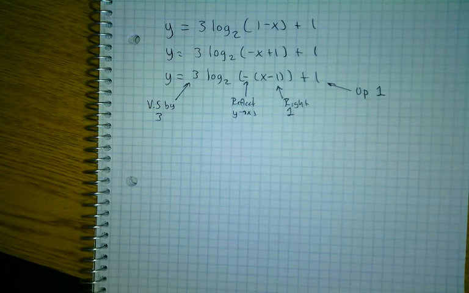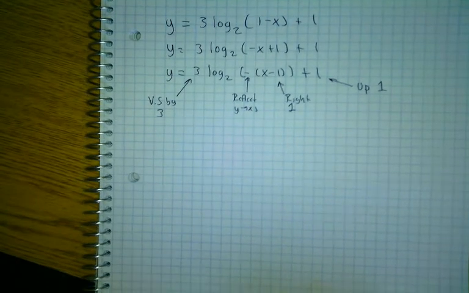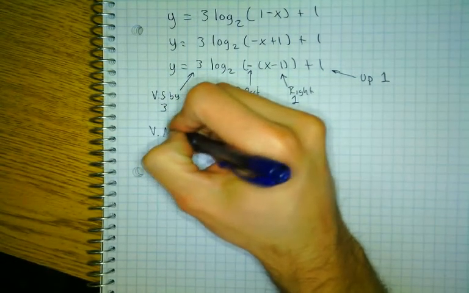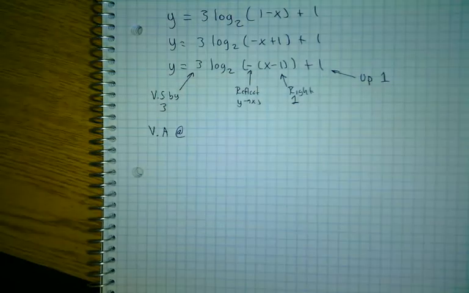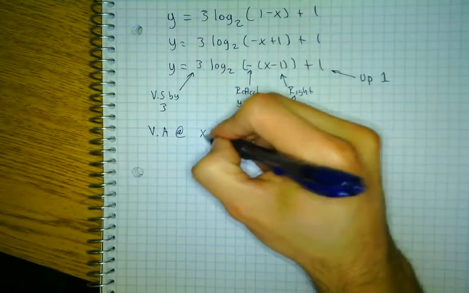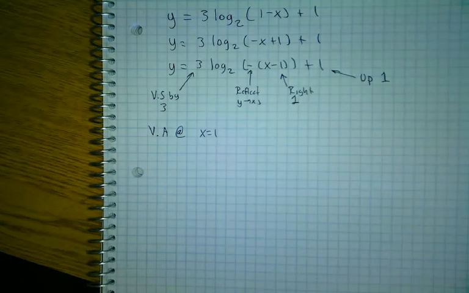Well, we can find a vertical asymptote first, for sure. So my vertical asymptote would be at x equals 1 again, right? Just because I moved to the right one. Cool? All right, so now we have a vertical asymptote. Now what?